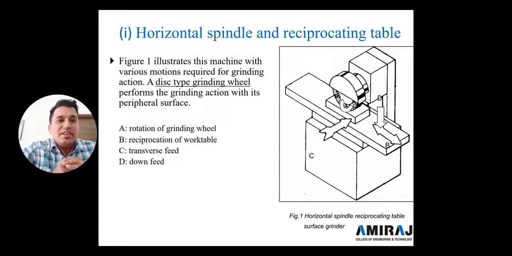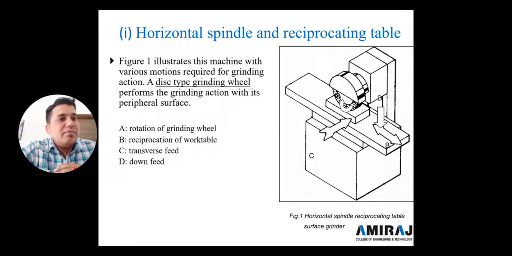As shown in the figure, this is the grinding wheel, and all the different motions are there. A is the rotation of the grinding wheel. You can observe the A in the wheel rotation. It is in one direction. This is concerned with the degree of freedom of the machine. Second degree of freedom: reciprocating of the work table. As shown in the figure, the table slides in the x direction.